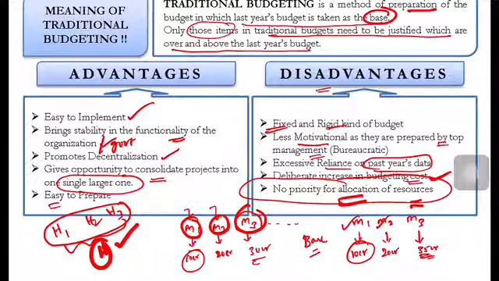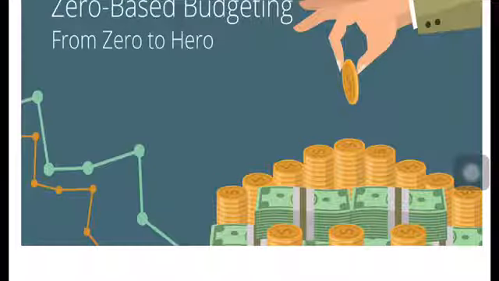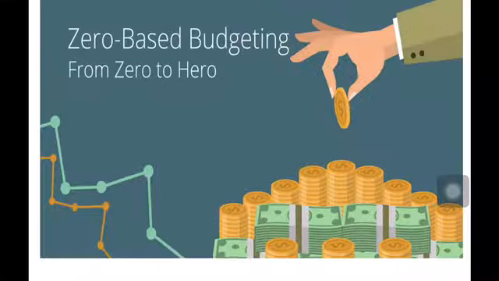And how much government is concerned, we have seen. Okay, to some extent some state governments like Andhra Pradesh and Telangana, they are doing good. What about the other states? So that is traditional budgeting. The next part is zero based budgeting. So from zero to hero. This is the tagline of zero based budgeting.